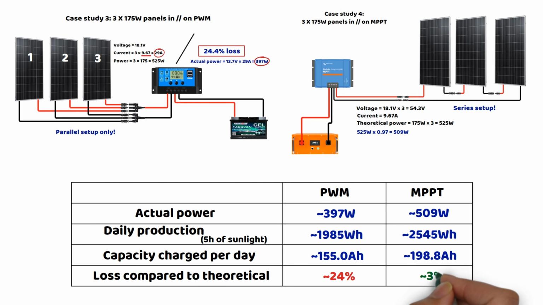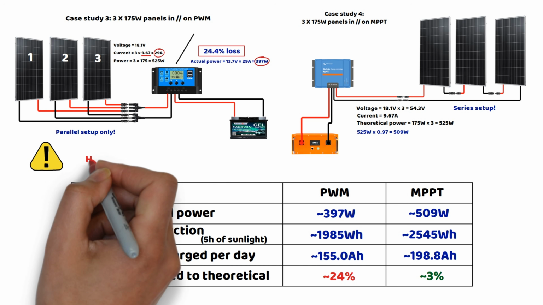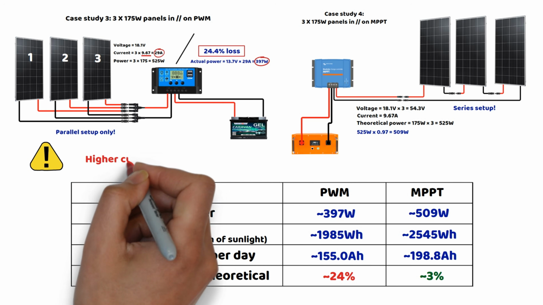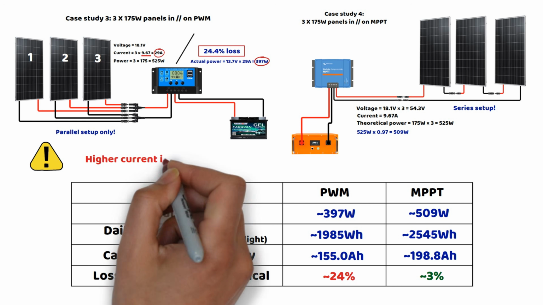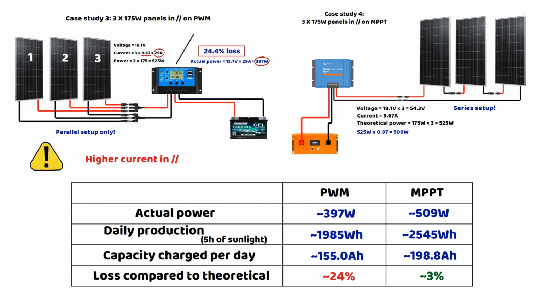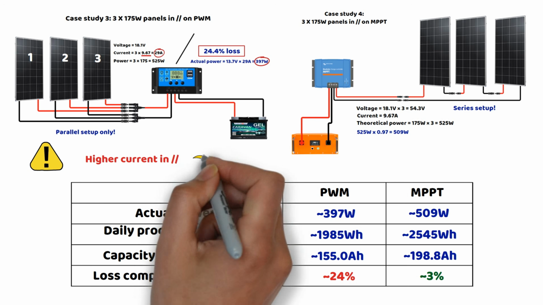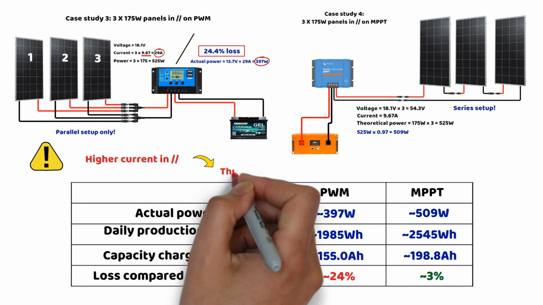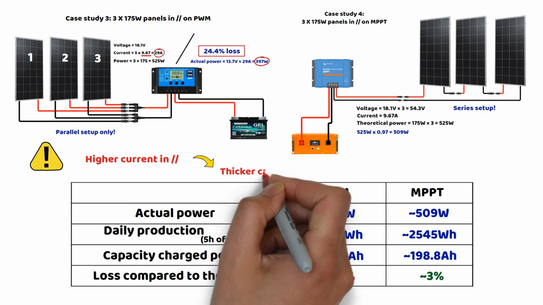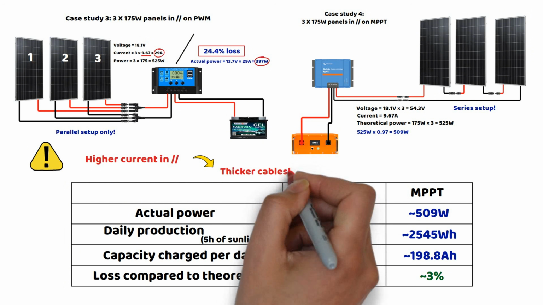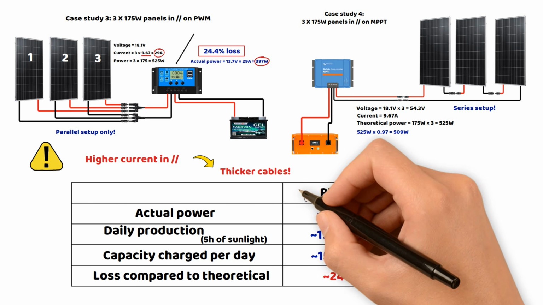The need for parallel connection to match the battery voltage increases the current intensity. As a result, the high current in parallel causes more loss over long distances, requiring thick and expensive cables. Furthermore, a PWM does not adapt to changes in sunlight. In low light conditions, the efficiency drops more compared to an MPPT. The PWM charges the battery more slowly and less efficiently, which can lengthen the daily recharge time.